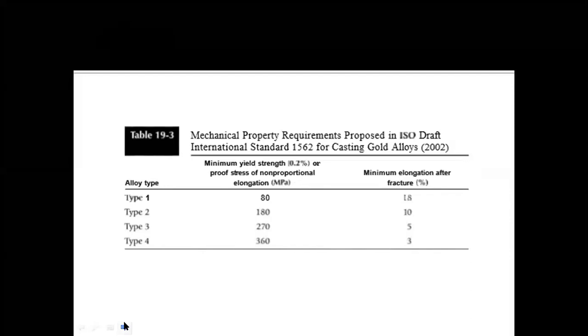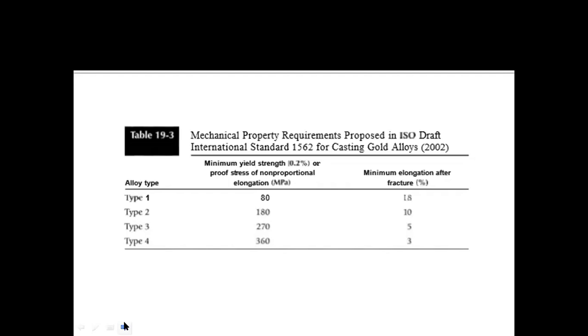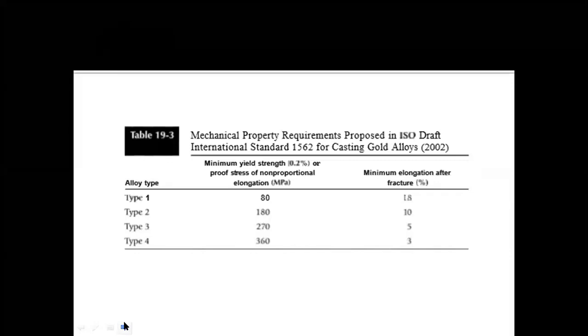This is another classification in which you have type 1, type 2, type 3, and type 4 alloys depending on their yield strength, or proof strength, and percentage elongation. If you see type 1, the yield strength is only 80 megapascals, and minimum elongation after fracture is more, around 18% for these alloys.